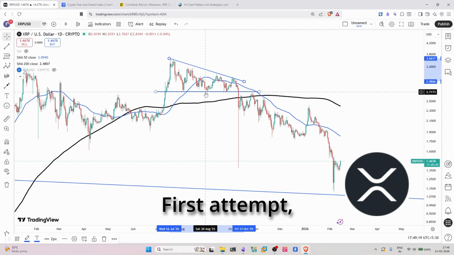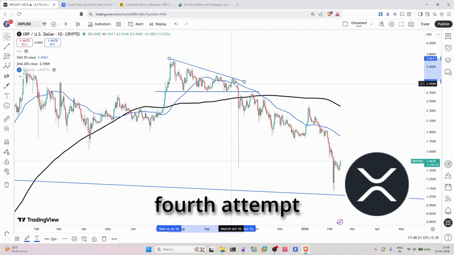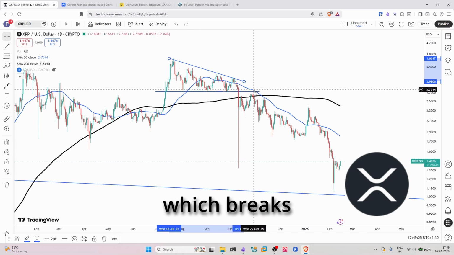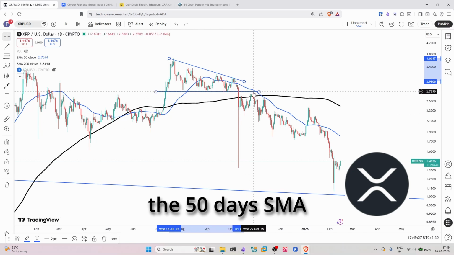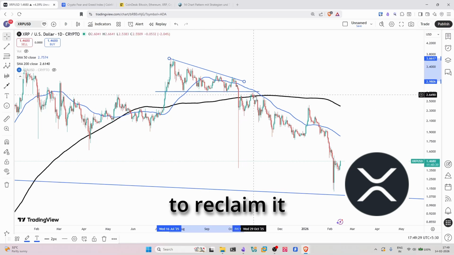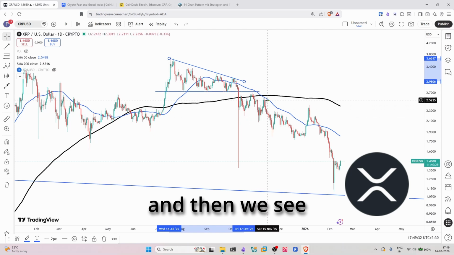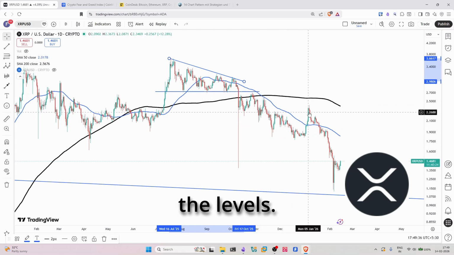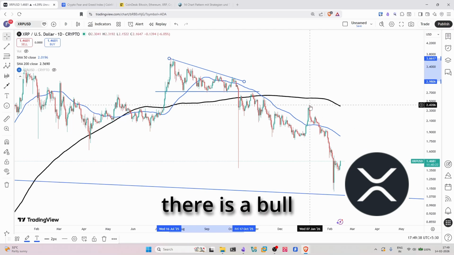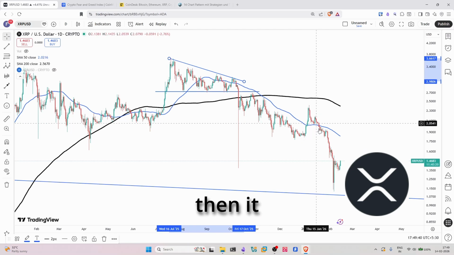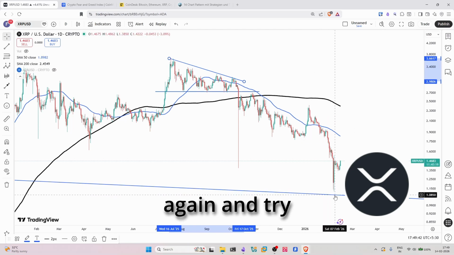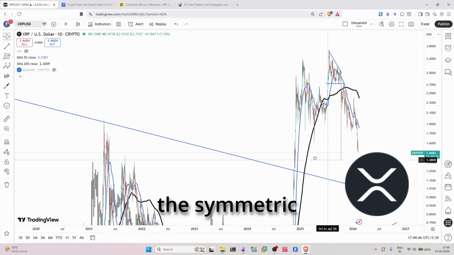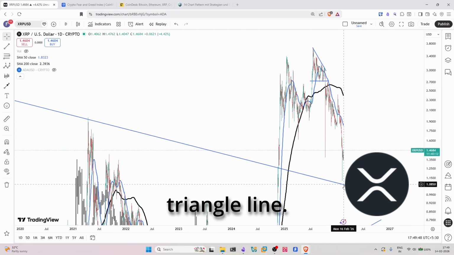First attempt, second attempt, third attempt, and at the fourth attempt it was successful, and then we see a large capitulation which breaks the 50 days SMA when it tried to reclaim it. And then we see that it is not able to reclaim back the levels. There is a bull trap here, and then it capitulates again and tries to slam back on the symmetric triangle line.